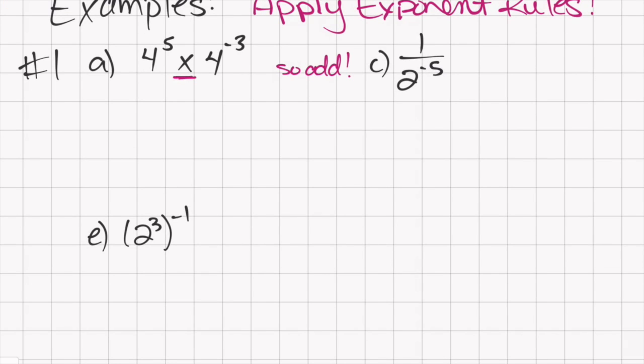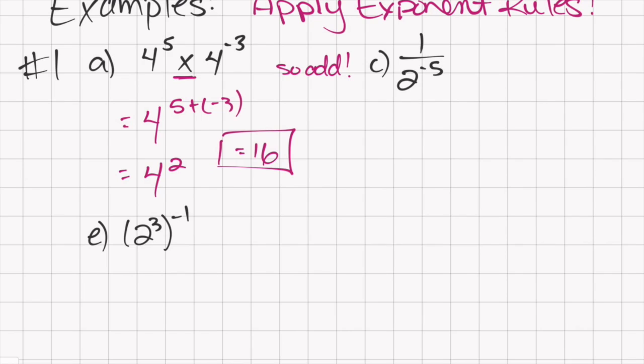So because I'm multiplying, that means I need to add the exponents. And I really need to remember my rules for operations with integers. So I would have 4 to the exponent of 5 plus a negative 3, which means that I would have 4 to the exponent 2, because 4 plus a negative 3 equals 2.